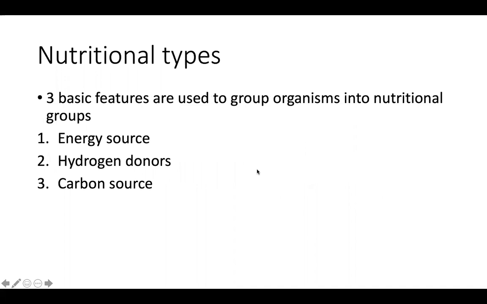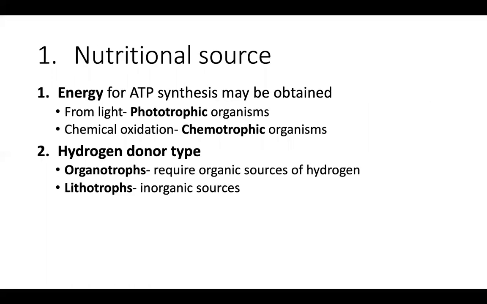So the nutritional types, there are three basic features used to group organisms into nutritional groups. What is the energy source? What is the hydrogen donor? And what is the carbon source? So the nutritional source, you already know this.